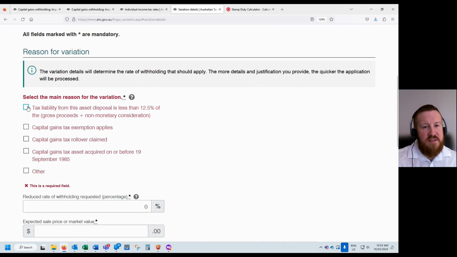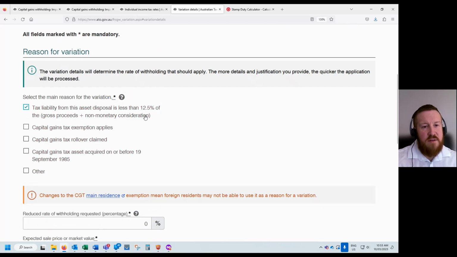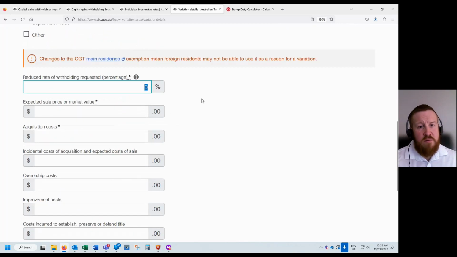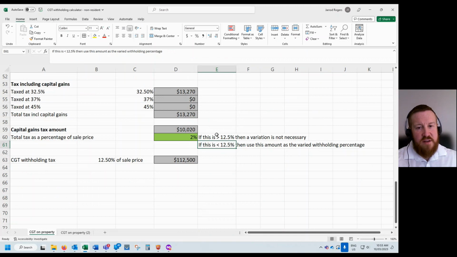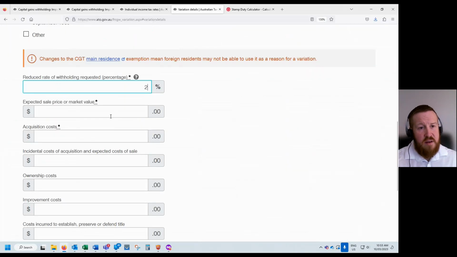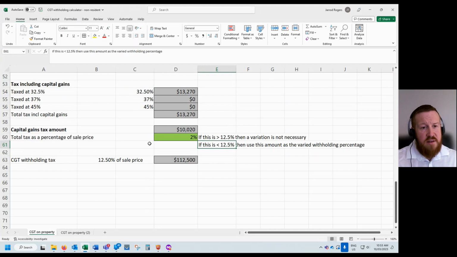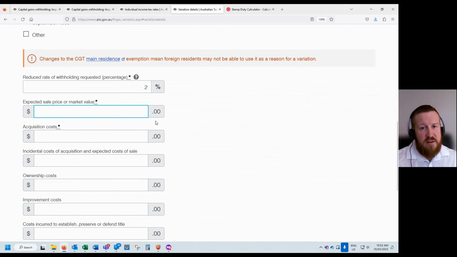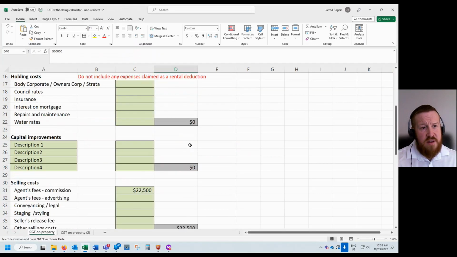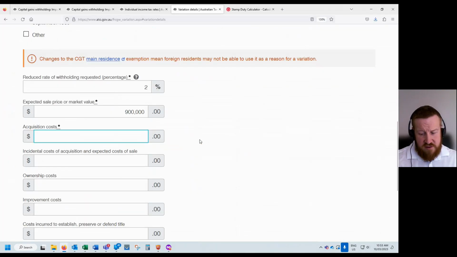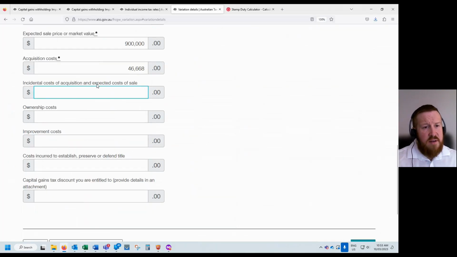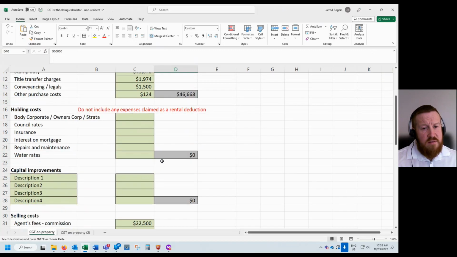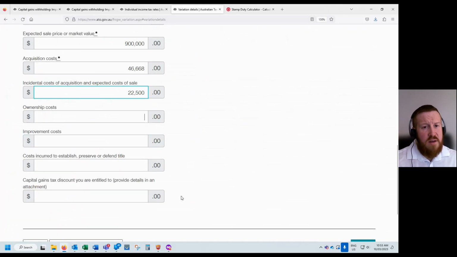The tax liability from this asset is less than 12% of the gross proceeds. So what rate are we going to use? Well, we use our spreadsheet to work that out, and we're going to say it's 2%. And then all the details of the sale are just the details from this spreadsheet. So the expected sale price, the acquisition cost, that's your purchase cost, so 46,668. Expected cost of sale, we had it 22,500.